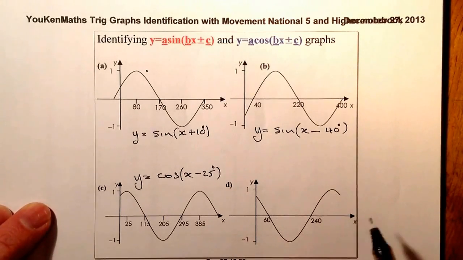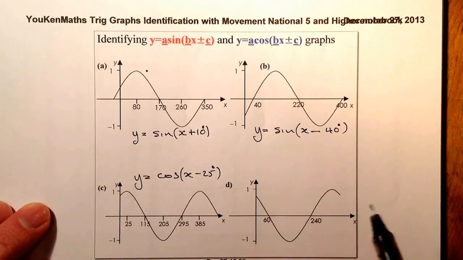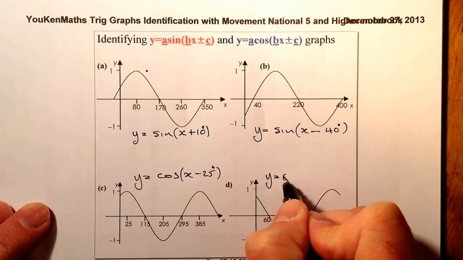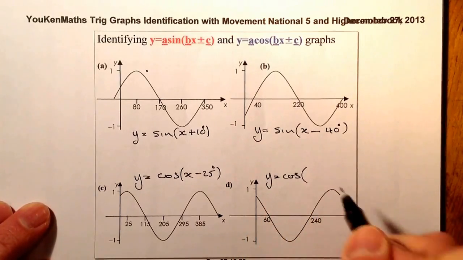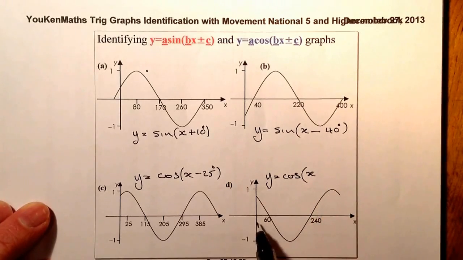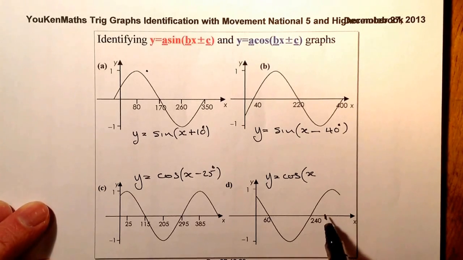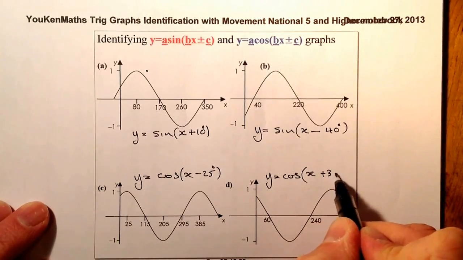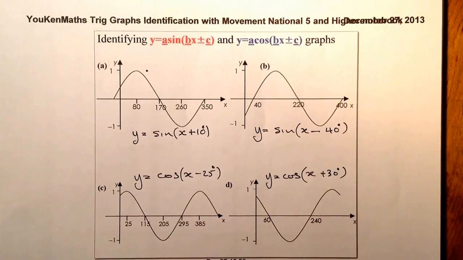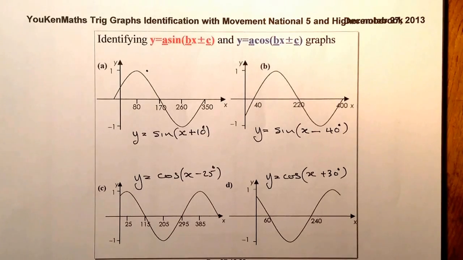This graph here, let's see what we've got. So it's a cosine graph. I've moved it along. Usually that's 90 degrees that the graph would come through here, so I've moved it to the left by 30, and usually it comes back through the axis at 270, yep, so I've moved it by 30 to the left, so that'll be a plus 30 degrees. So y is equal to cosine x plus 30.